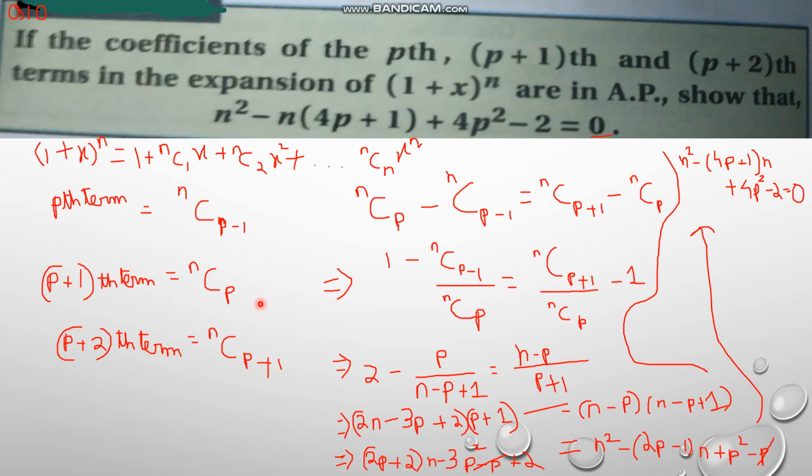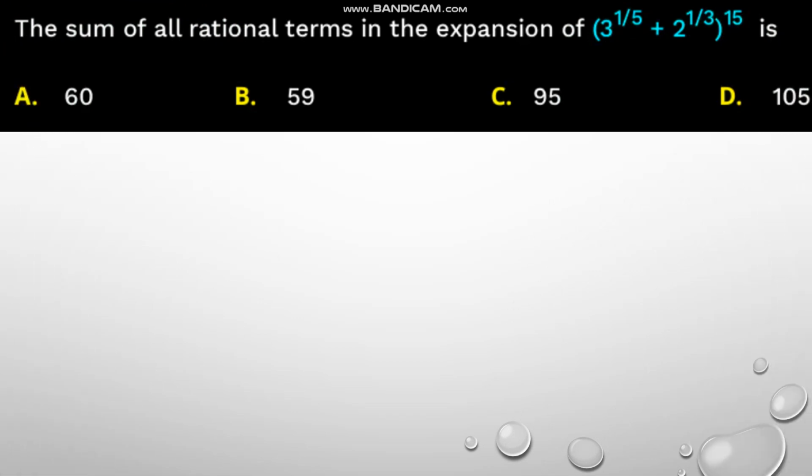Okay. Now moving on to our next question, question 11, and the second question for today. Let's see how much this question will go. This is question 11. The sum of all rational terms in the expansion of (3 to the power 1 by 5 plus 2 to the power 1 by 3) all to the power 15. We have to find the sum of all rational terms only.